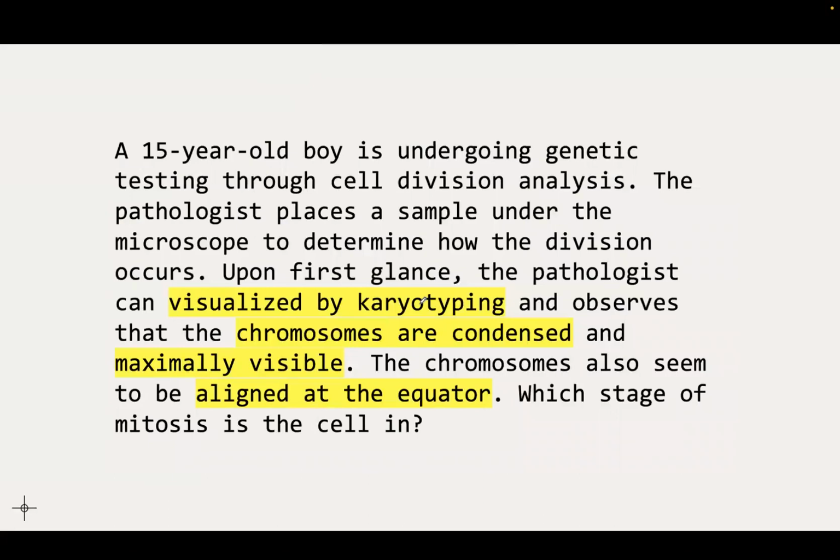Now back to our case. There are some key components in here that will lead us to our answer. That being visualized by karyotyping, chromosomes are condensed and maximally visible, and they're aligned at the equator. So what stage is the cell in?